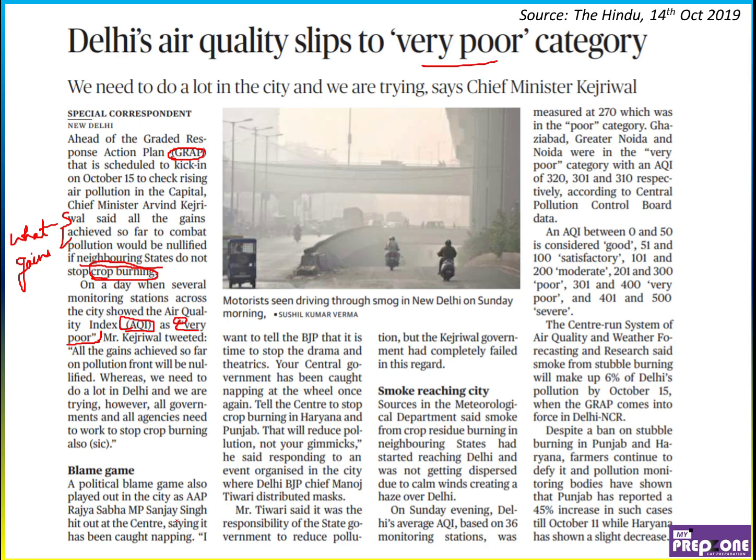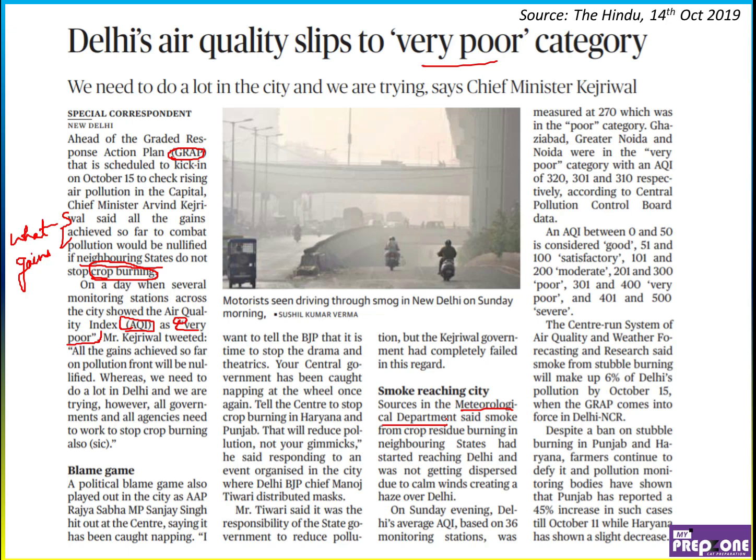But the moment you start reading it, a political blame game also played out in the city, as AAP Rajya Sabha MP Sanjay Singh hit out at the center, etc., etc. Maybe I'll quickly go through it in 10 seconds or so, and then come to the more important things, because there are no facts here. All of it is opinion.